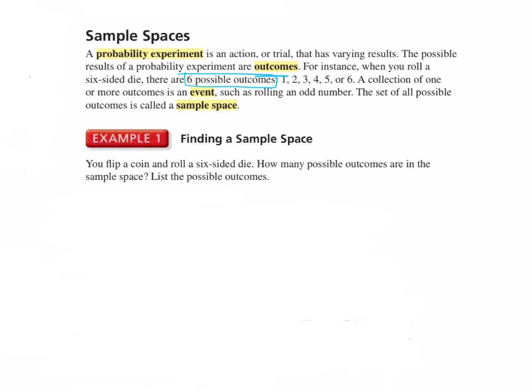So the first couple of questions, we're going to be finding the sample space. So example 1 says you flip a coin and roll a 6-sided die. How many possible outcomes are there in the sample space? So if I flip a coin, what are my possible outcomes? Heads or tails? Now if I roll a 6-sided die, how many possible outcomes do I have? 1 through 6.